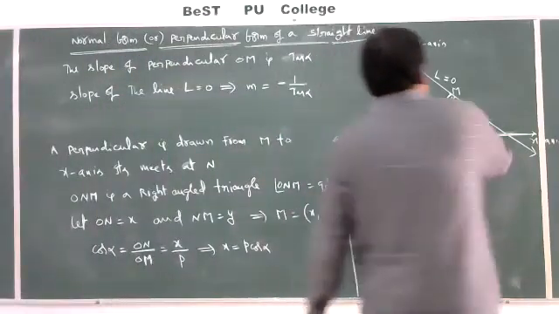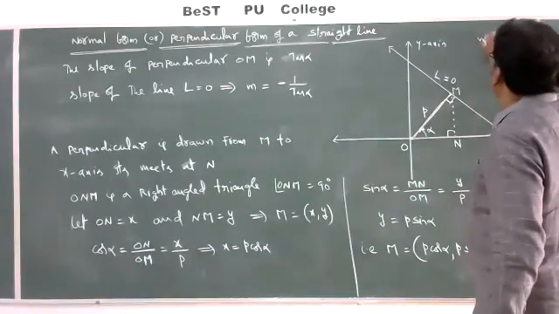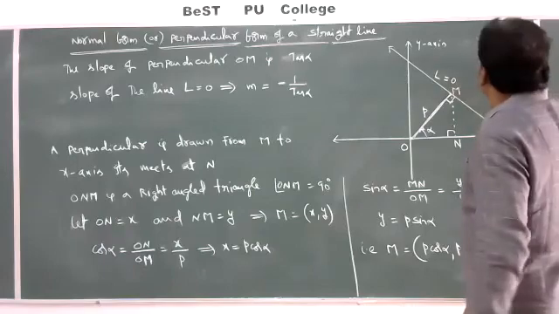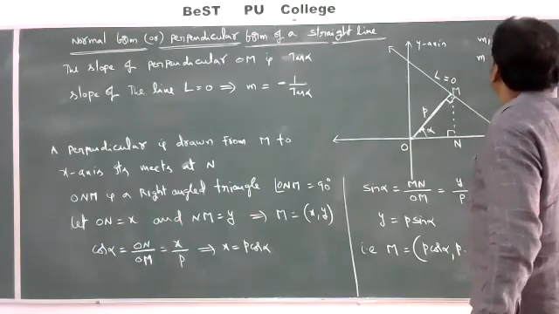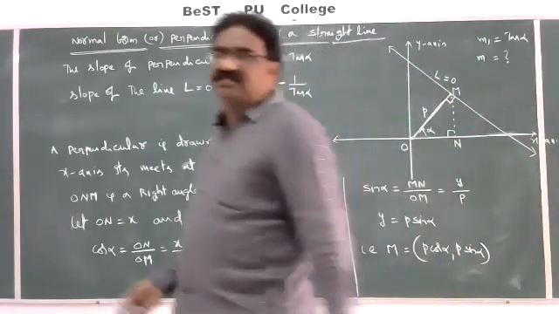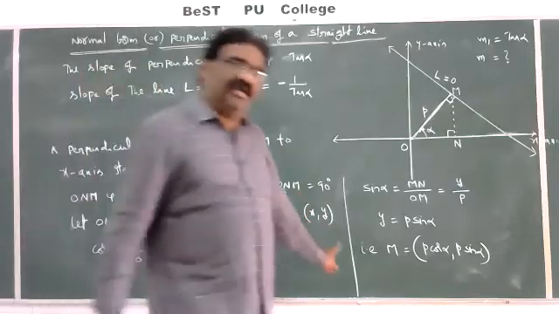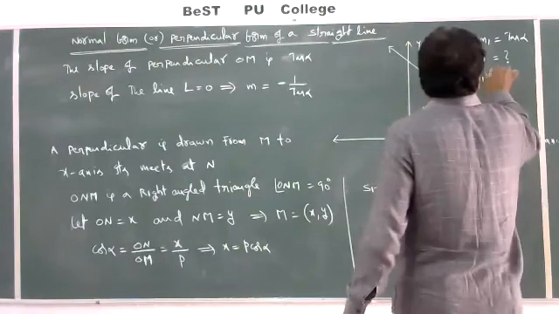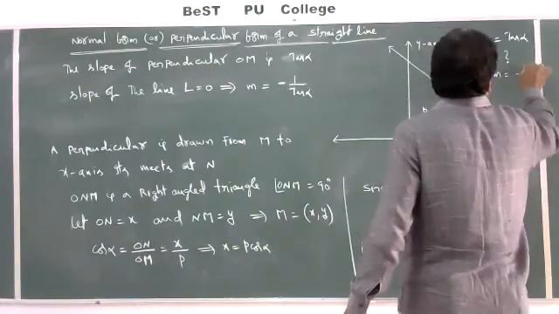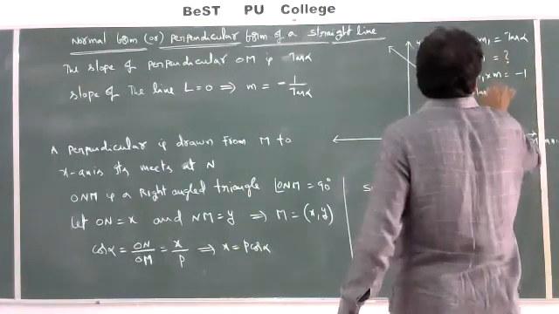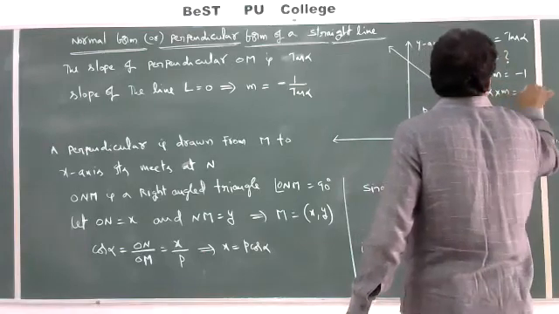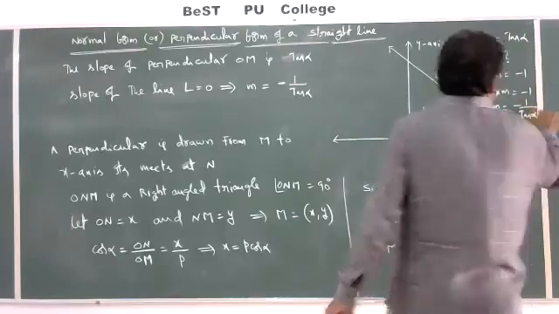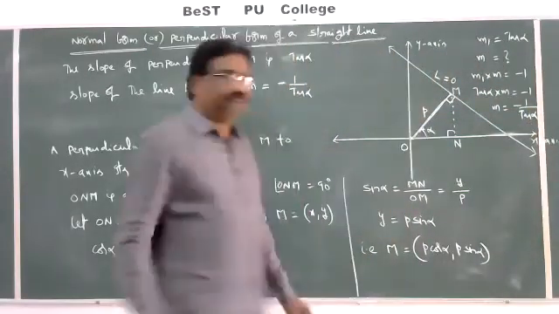For example, first line slope, OM slope is m1. m1 is equal to tan alpha. L slope is m, question mark. We want to find out L slope. So product of the slopes, both are perpendicular. m1 into m is equal to -1. Here m1 is tan alpha into m is equal to -1. Then you get m is equal to -1 by tan alpha. You understood?